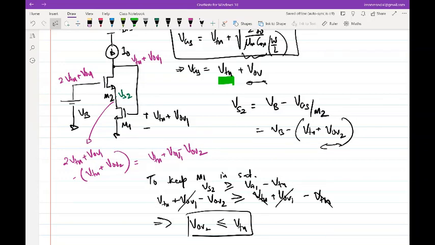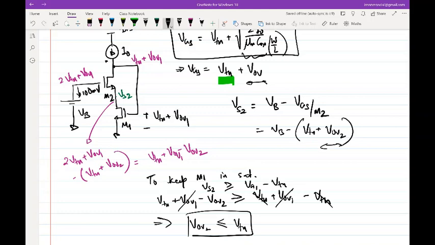Should I increase? Should I decrease? Correct. So I should decrease VB. Exactly. Now, let's say I decrease VB by 100 millivolt. What will happen? Will the circuit remain as is or will something else change? Exactly. Source voltage VS2 will decrease. Do you see that?